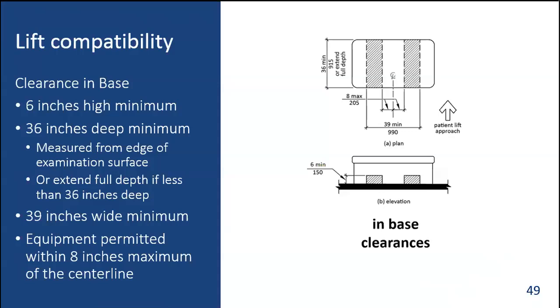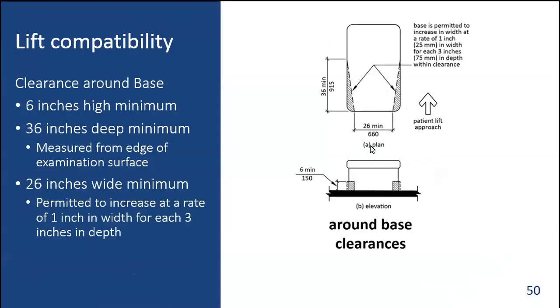Clearance must be 39 inches wide minimum, but up to 8 inches on both sides of the center line, or a total of 16 inches, can be obscured by equipment. This is because the patient lift legs can go around this obstruction and still fit under the base. The patient lift legs can also be widened in a V shape to fit around wide objects.